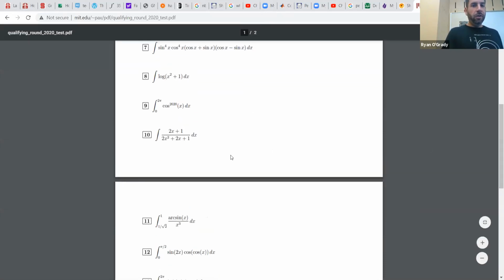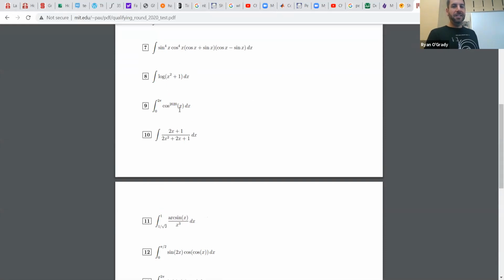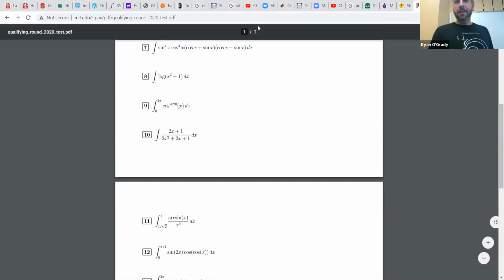Here's a good integral. Cosine, can you imagine this beast? Cosine to the 2020. That's an even power. You'd have to apply that strategy we did. That would be something fierce. That would be some algebra. There's got to be a trick to that, right?